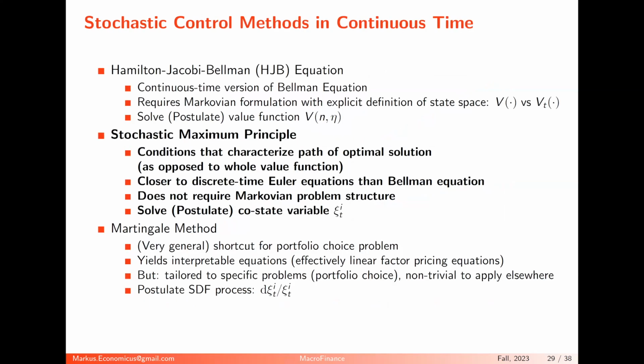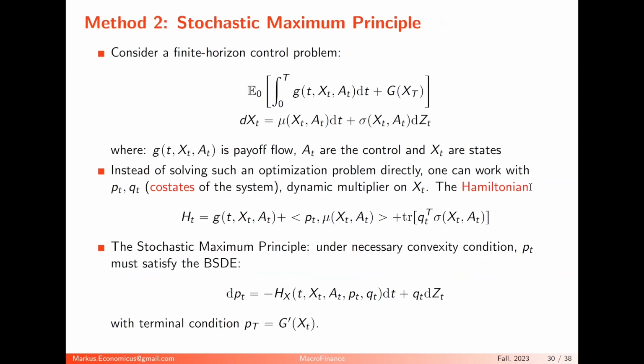Now, I'm running a little bit late. Okay, so this was the HJB approach. The next thing is the stochastic maximum principle approach. Given the time constraint, I will zoom in a little bit on the big picture. What's the big difference from the HJB approach?